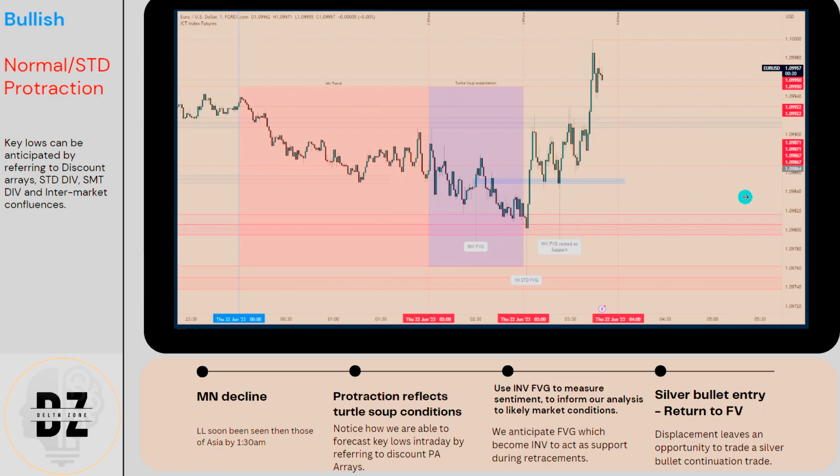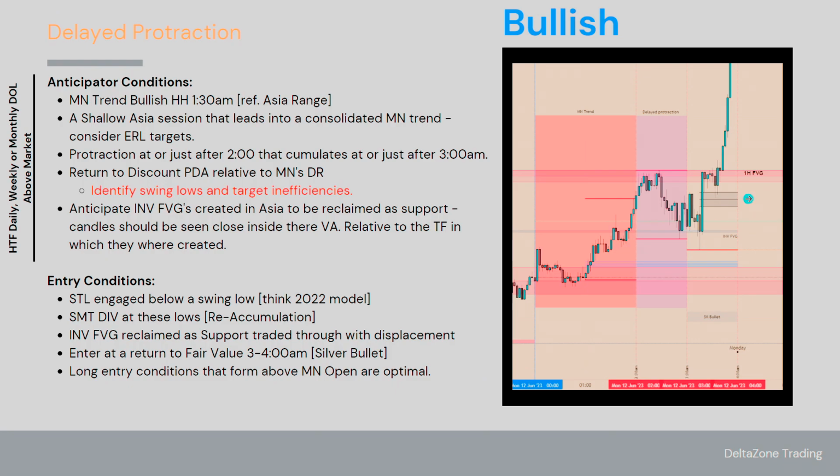Right, let's move on to our next profile, which is going to be the delayed protraction bullish profile. Before we can employ our anticipatory skills, we have to have access to a higher time frame bias. We look for daily, weekly, or monthly drawn liquidities that will guide our analysis so that when we project our conditions on price action, it can be done with an assumption that price is more likely to move towards premium targets above market.